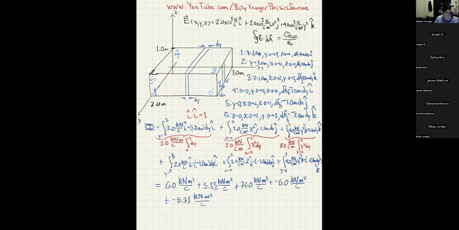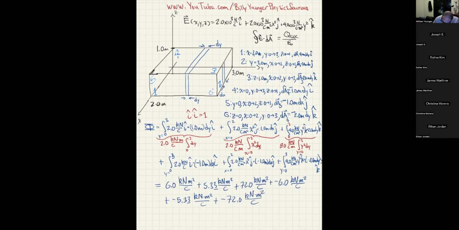So let me do this last one. I get 4 times -2, which is -8, and then I'm going to get 1/3 y cubed evaluated from 3 to 0. So you might as well say that's 9 times -8, which would be -72. So I get plus -72.0 kilonewton meters squared per coulomb.